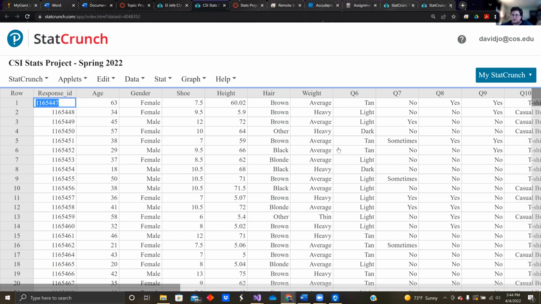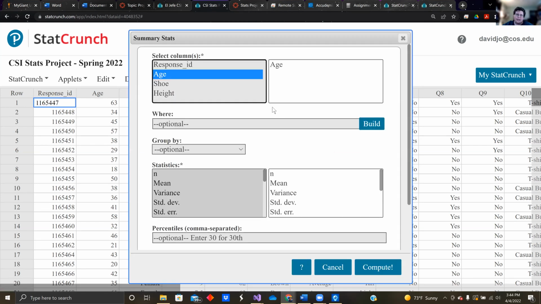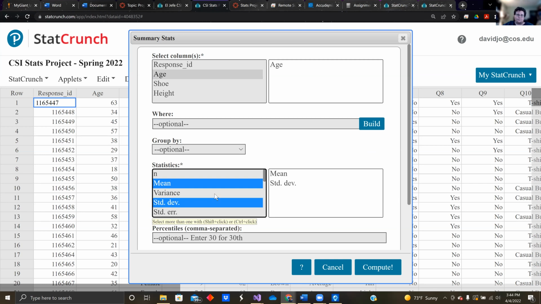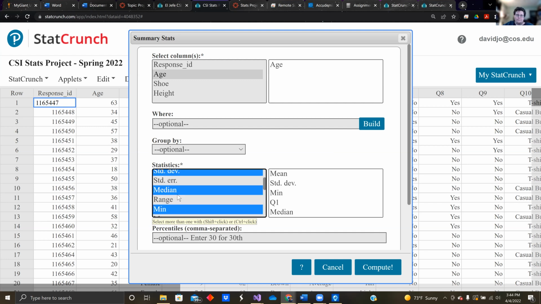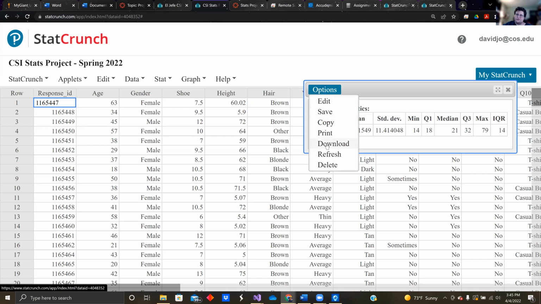Now, a student emailed me today, so I'm going to show it here. Part C asks for stuff from the summary stats. I don't remember which column I had the summary stats question on. I doubt it was age, so I'm just going to grab age and show it real quick. I'll click mean, standard deviation. Maybe I'll do my 5-number summary: min, Q1, median, Q3, and max. Maybe I'll throw in the interquartile range. I'll click compute.